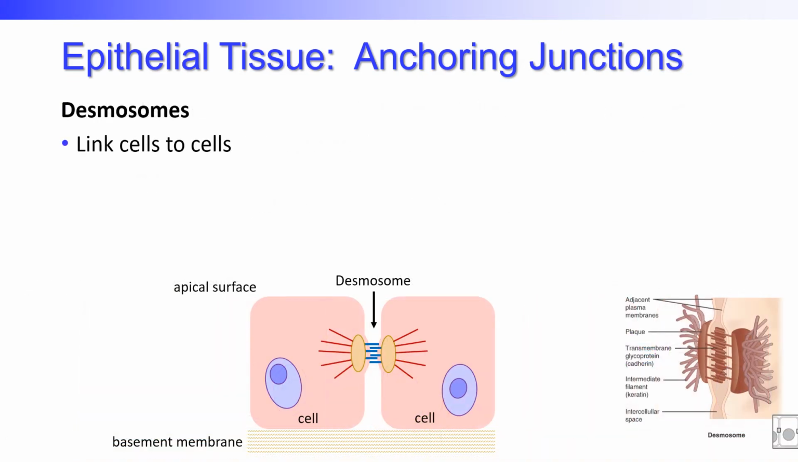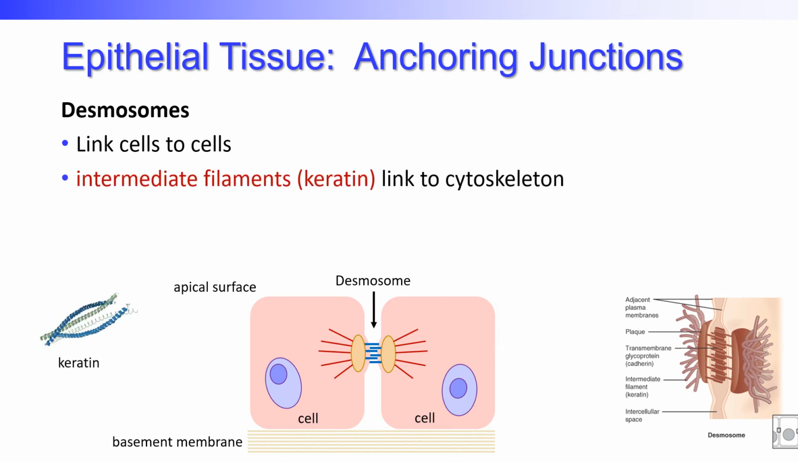Desmosomes are going to link cells to cells. The internal anchoring protein is going to be called the intermediate filament, and it's made up of keratin. And keratin is a strong protein fiber that's used to make up our hair, our skin, and our nails, so it's pretty tough stuff. It's also used right here for the purpose of connecting the desmosomes within the cell. So keratin is going to be what attaches the plaque to the cytoskeleton within the cell. And we can see that it is right here with these red lines.